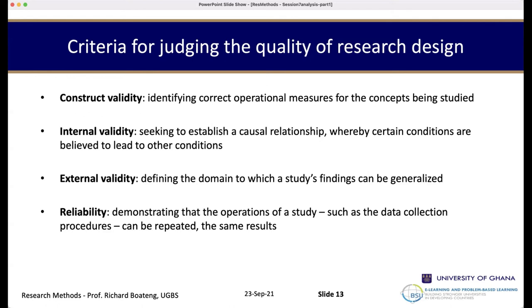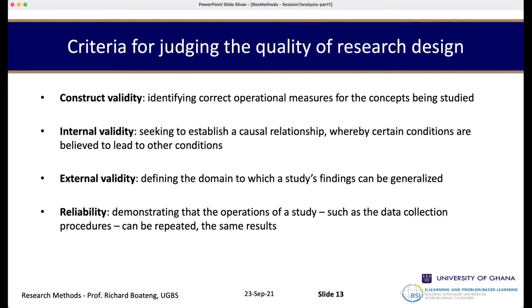Then external validity: to what extent can we generalize our findings? Now, we have to know that in qualitative research, we generalize theoretically. We don't generalize quantitatively or statistically. I'm not looking for numbers.